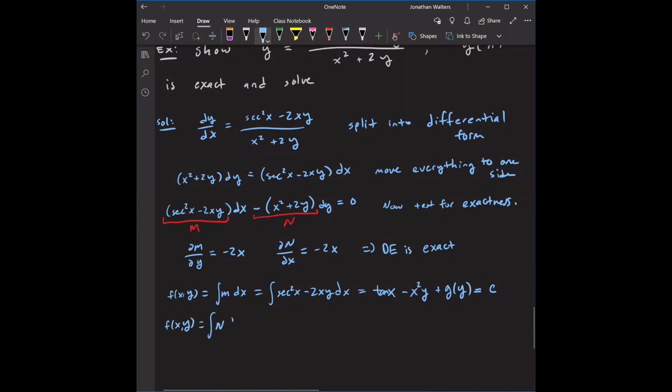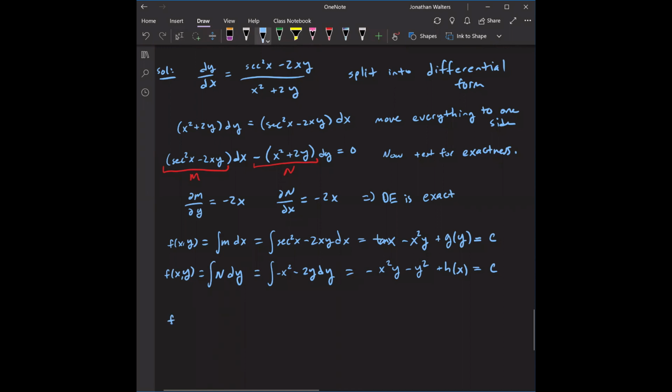equals integral of n dy. It's going to be integral of negative x squared minus 2y dy. It's going to be negative x squared y minus y squared plus h of x, we'll call it, equals a constant. So then we take the union of these two, and I say, okay, h of x must be tangent of x, and g of y must be negative y squared. So then overall, the function is going to be tan x minus x squared y minus y squared equals some constant.